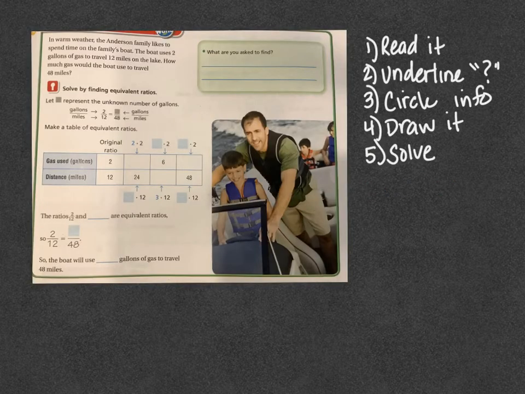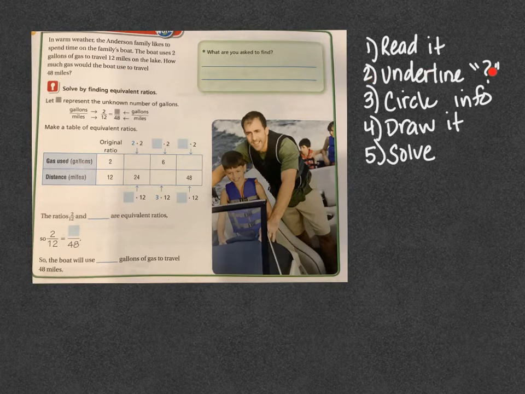Okay, so this first unlock the problem gives us a word problem, and no longer are the days where we go, oh no, I can't do it, because we now have the steps that we take over and over again to break this into pieces so that we can solve it. We will read the question. In warm weather, the Anderson family likes to spend time on the family's boat. The boat uses 2 gallons of gas to travel 12 miles on the lake. How much gas would the boat use to travel 48 miles?